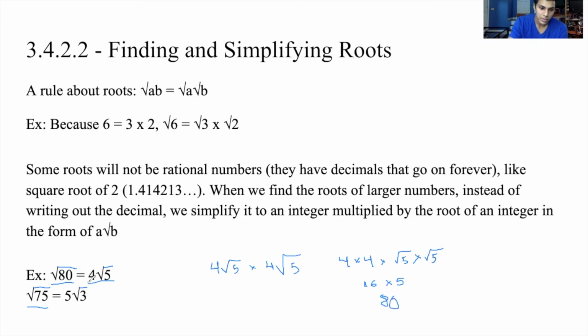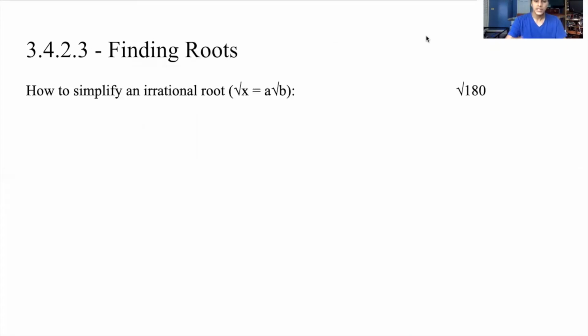We have a number on the outside that's an integer that we multiply, and on the inside, we have a number that has an irrational root, but it's a smaller number, so we can get a grasp of how big the number we're talking about is. So we just talked about what the simplification of irrational roots looks like. Now I'm going to show you how to find that simplification, where you're finding the root of x, and that's going to be equal to a times the square root of b.